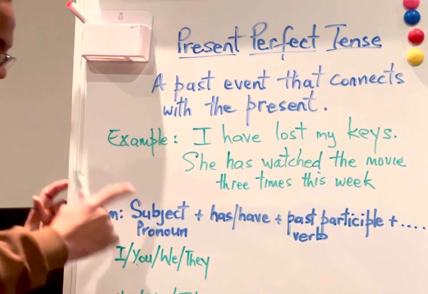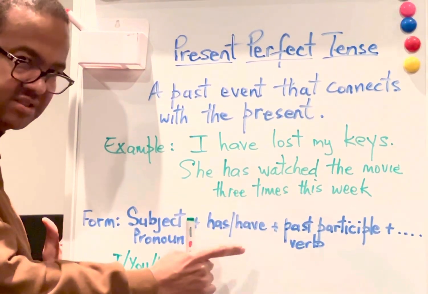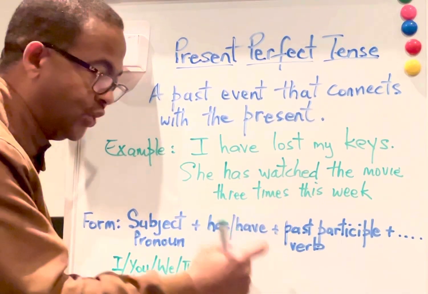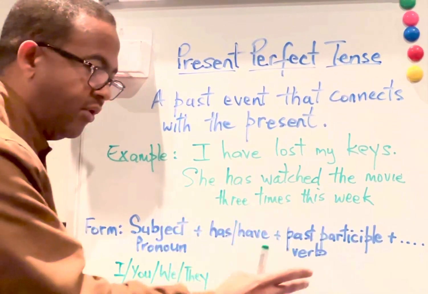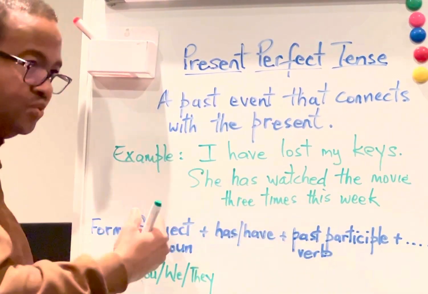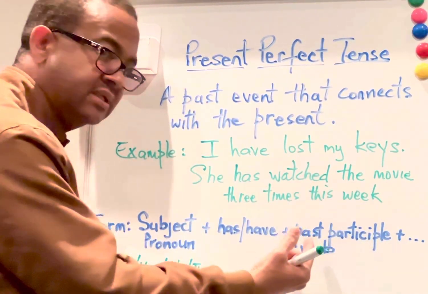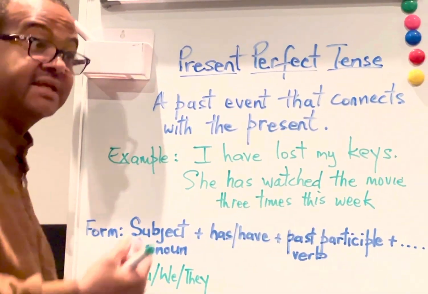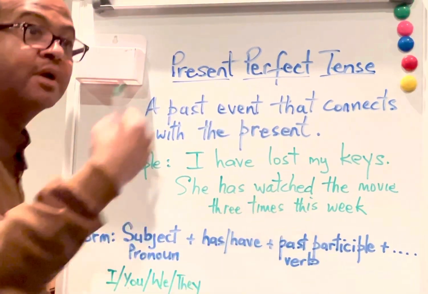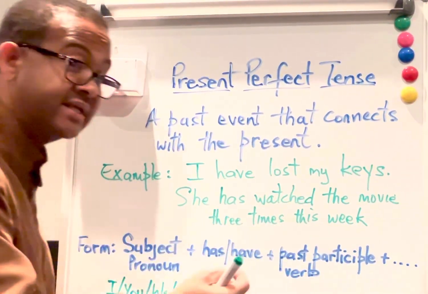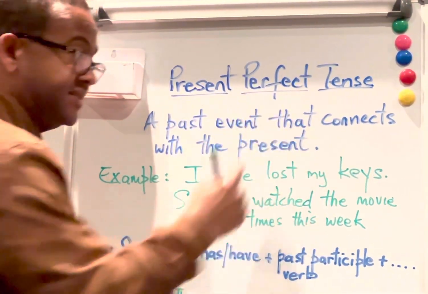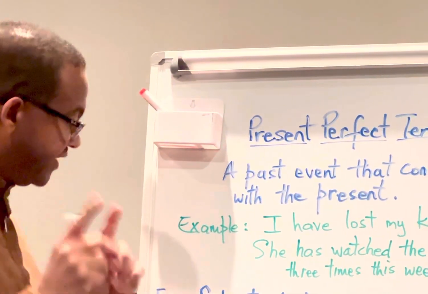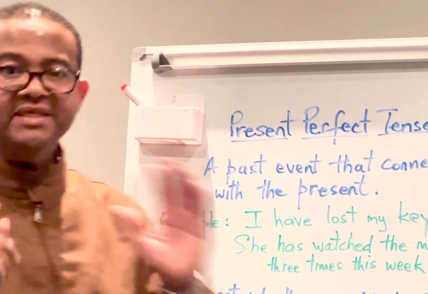Again, form: subject pronoun, has or have, auxiliary verbs that support the main verb, and then you have to know the past participle form of the verb. Lose, past tense lost, past participle lost. Break, past tense broke, past participle broken. It's important when speaking in the present perfect tense that you know the past participle form of the verb. Very important. Ed verbs are easy.